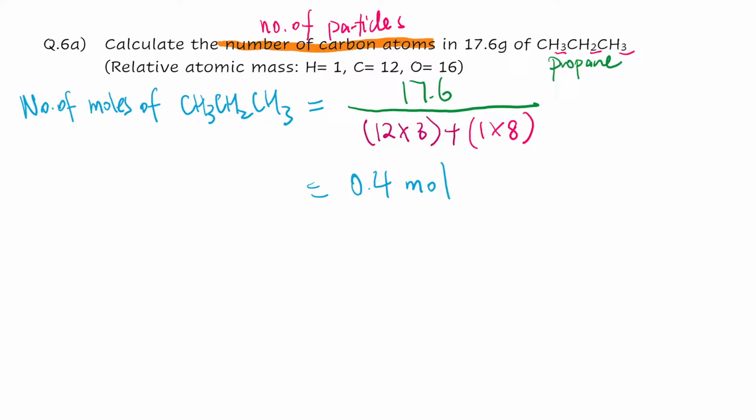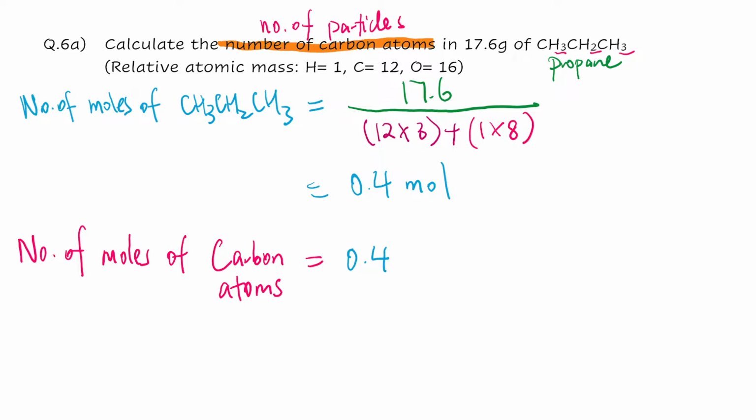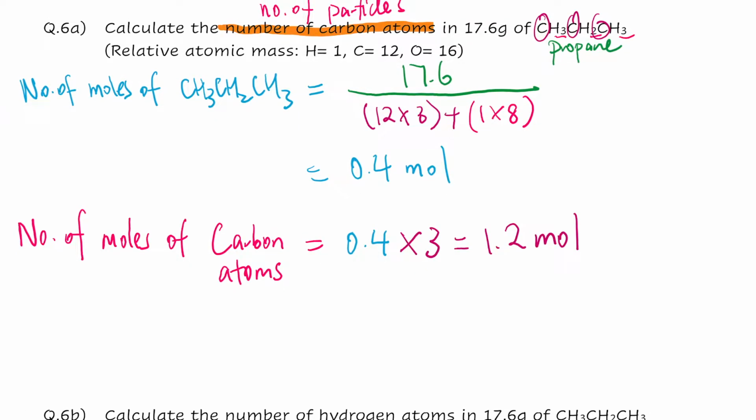Okay, now afterwards, as I said in the previous video, you do not start immediately using the second equation. You will need to have the number of moles of carbon atoms first. So what is the number of moles of carbon atoms? As I said, you take the number of moles of the entire compound and times it by whatever number of carbon atoms there are. We found it already, actually. There are 3 of them, and you can see it up here again, 1, 2, 3. So times it by 3. 0.4 times 3, that is 1.2 mole. Now you could use your second equation.